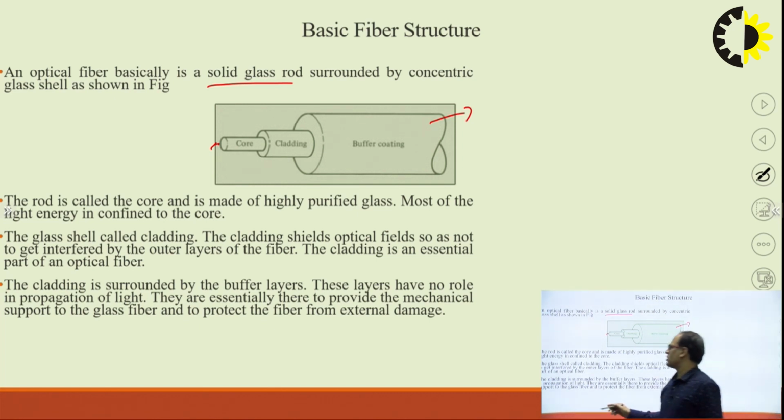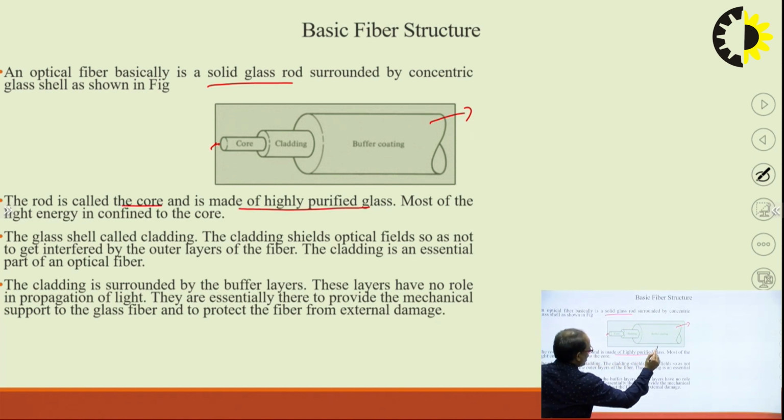The rod is the inner portion. The rod is called the core, and it is made up of highly purified glass. Most of the light energy is confined to the core, meaning most of the signal or light energy travels in the core only. The glass shell surrounding the core is known as the cladding. This cladding shields the optical field so that it does not get transferred to the outer layers of the fiber.